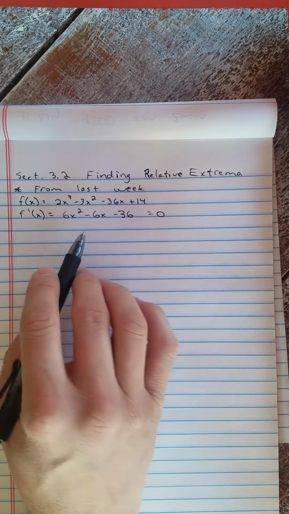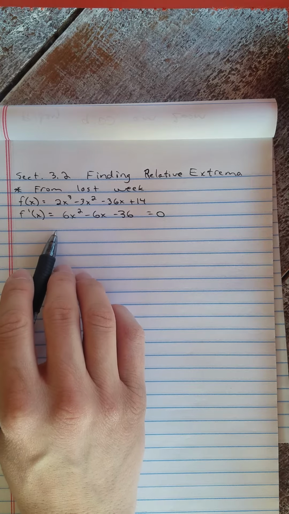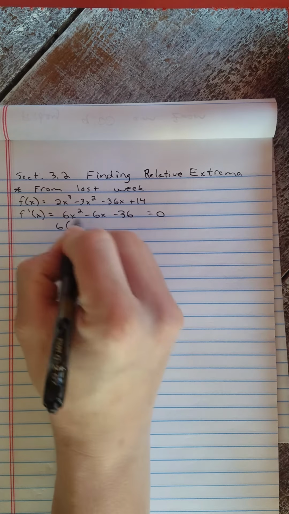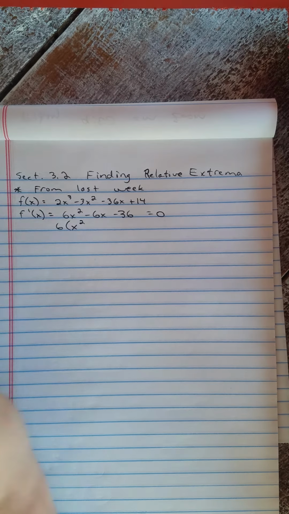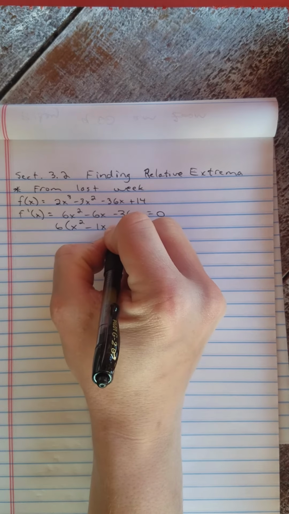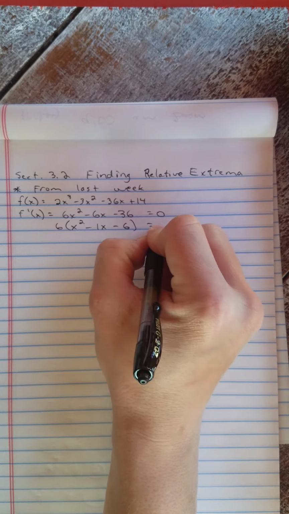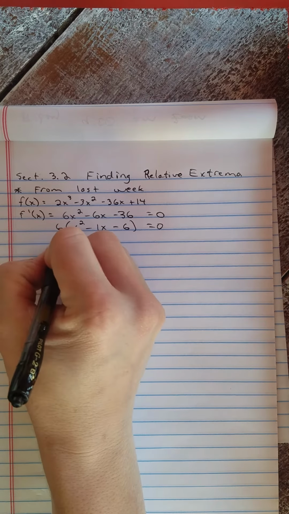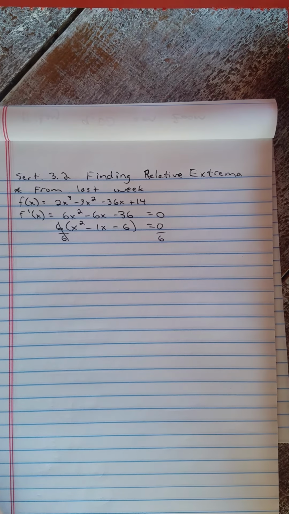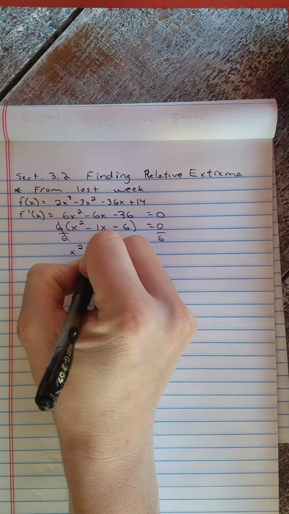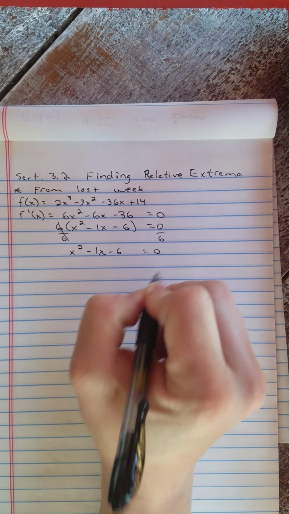If we set this equal to 0 and solve for x, we're just solving a quadratic equation. We can solve this by factoring. We can factor out a 6 from all of this to make our lives way easier. We get x squared minus 1x minus 6 equals 0. When I factor out that 6, I can divide it away, so it is gone from both sides. So what we end up with is x squared minus 1x minus 6 equals 0.